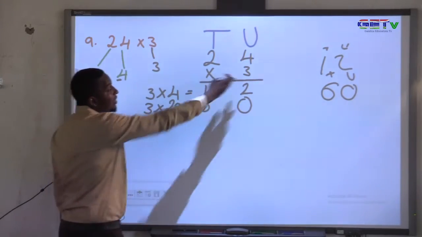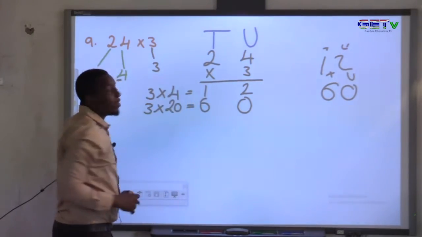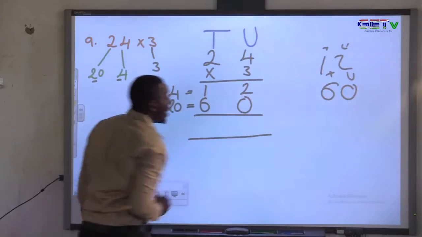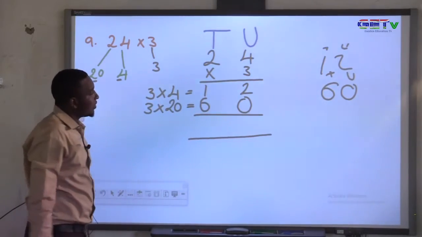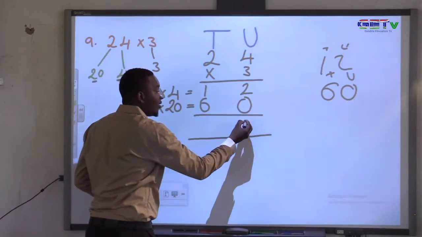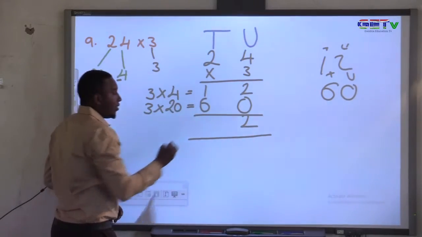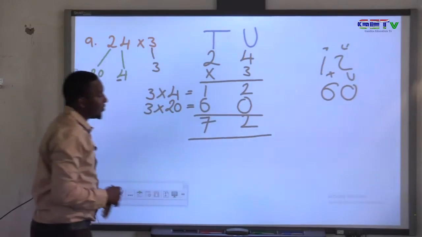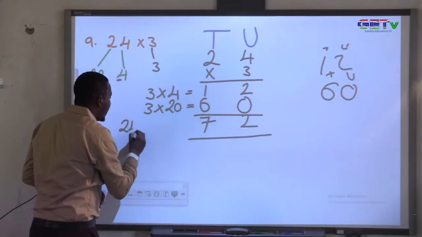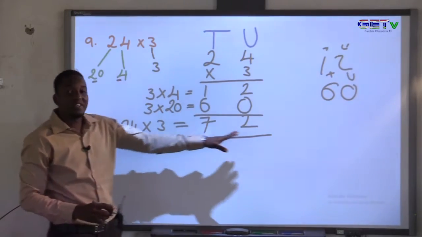Well, we are done multiplying 3 by the number under the unit column and by the number under the tens column. What we are left with is to add what we have, and that should give us our answer. Let's add and see. 2 plus 0 is 2. And 6 plus 1 will give us 7. Whoa, this simply means that when we multiply 24 by 3, the result is going to give us 72.